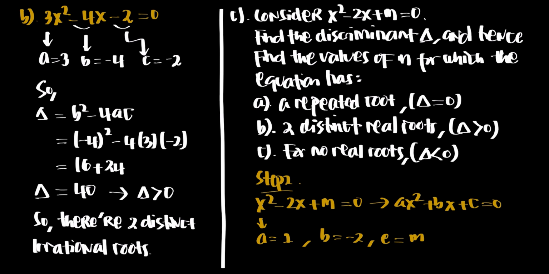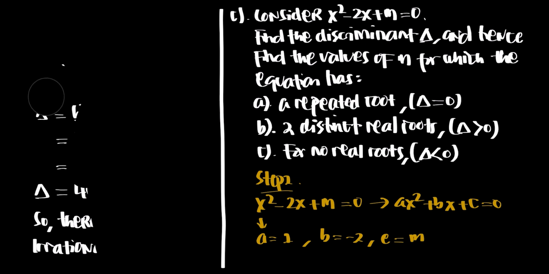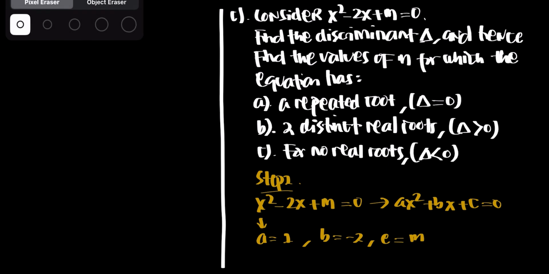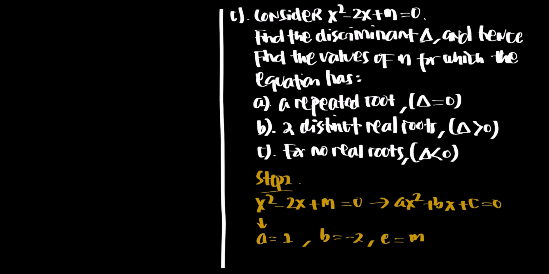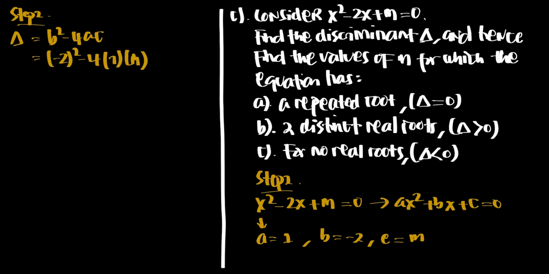Then how can we find the delta? Let me erase this first to make it faster. If we want to find the delta or discriminant, then step 2, the delta equals b squared minus 4ac. Then you put b squared, minus 2 squared, minus 4 times 1 times m. So 4, because minus 2 squared is 4, and then minus 4m. So that is exactly the delta.